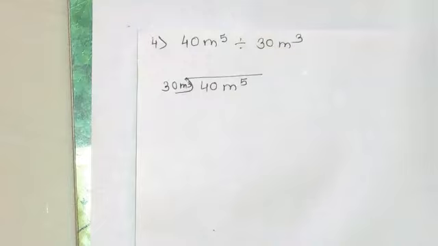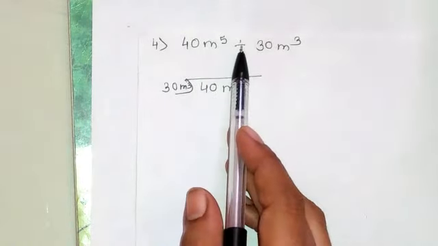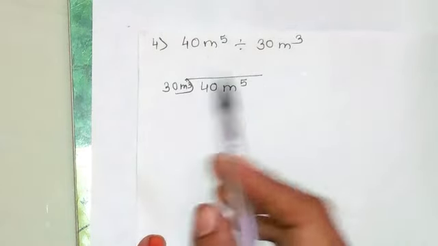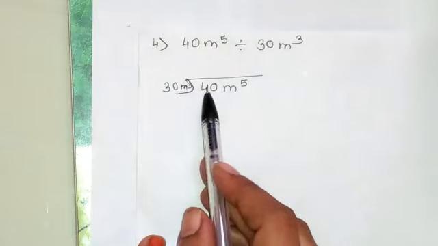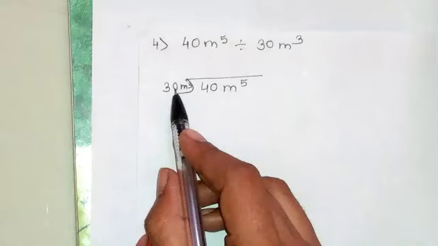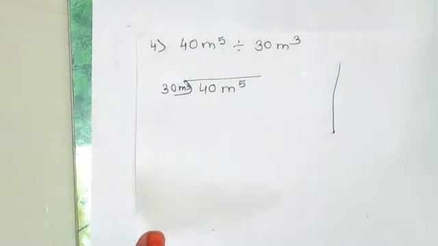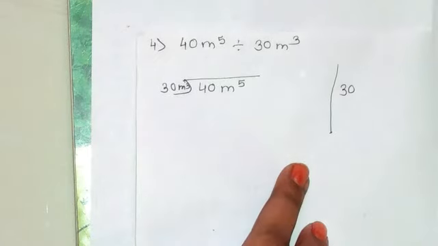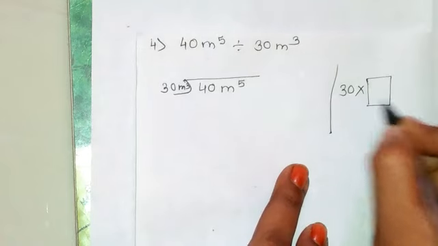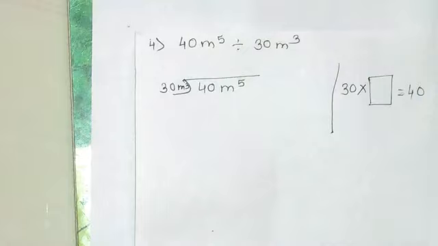Let's take one more example which is similar to the third one. That is 40 m raised to 5 divided by 30 m raised to 3, which we have to arrange like this. Now look at the coefficient. We have to divide this 40 by the number 30. It will not come directly in the table, so we will set it aside for the calculations. This 30 will be multiplied with a particular number, which should be a fractional number, to get the answer 40. Right, students?